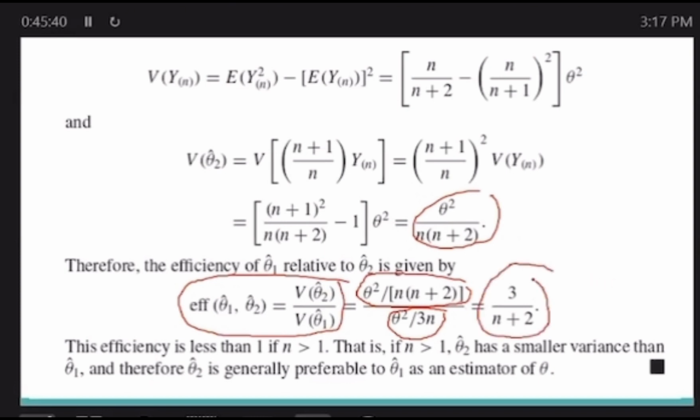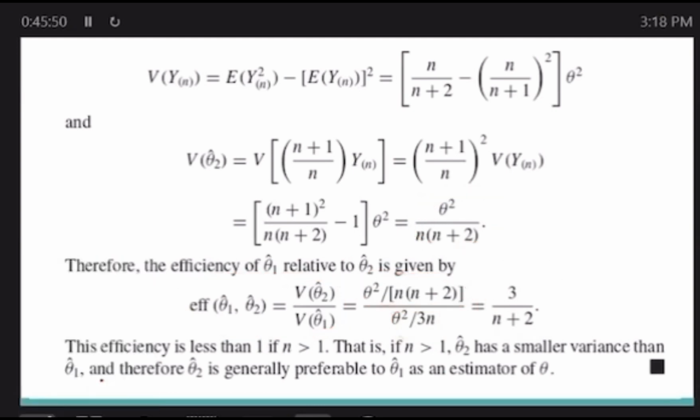If I go 3 divided by n plus 2, when the sample size equals 1, can somebody tell me what happens? When you take a sample size of 1, the ratio is going to be 1. But can you take sample size 1? No. You're going to take a sample size larger than 1. From 2 and above, that is why I said when n is greater than 1, the ratio is going to be less than 1.